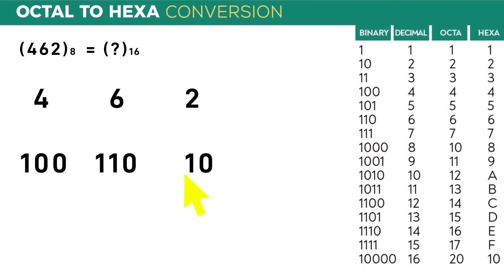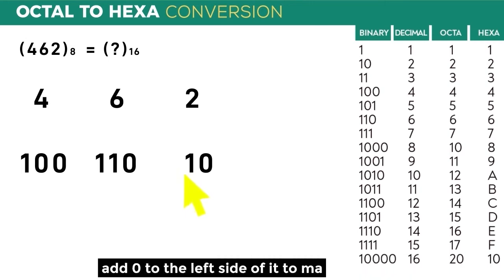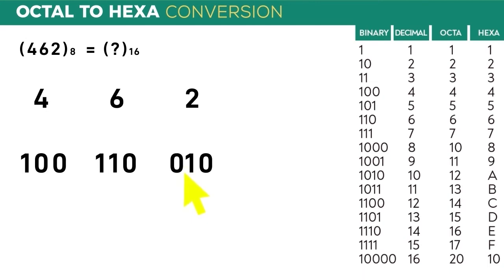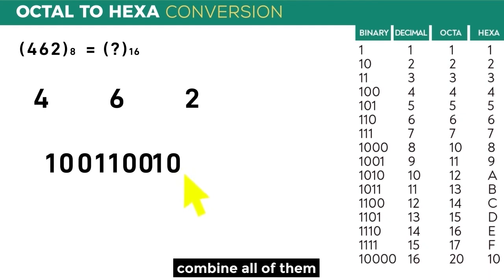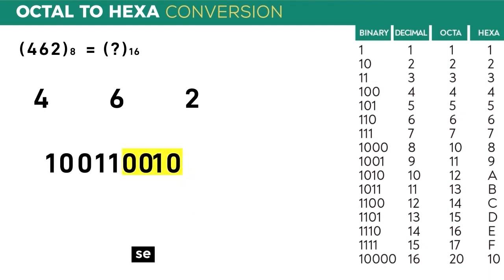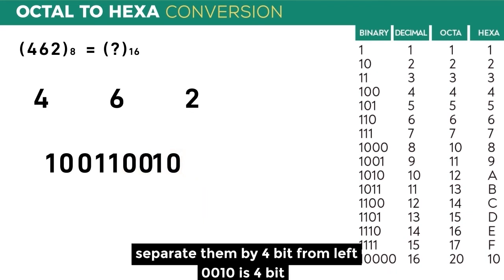We have to add 0 on the left side of it to make it a 3-bit binary. Guys, we need 3-bit binary numbers for this calculation. If any number falls short of being a 3-digit number, we need to add zeros on the left. If it was only 1, even then we will have to add 2 zeros to the left side of it, and we will combine all the numbers, and this will be our answer. We will combine the numbers and then we will separate them by 4 bits from the right side.